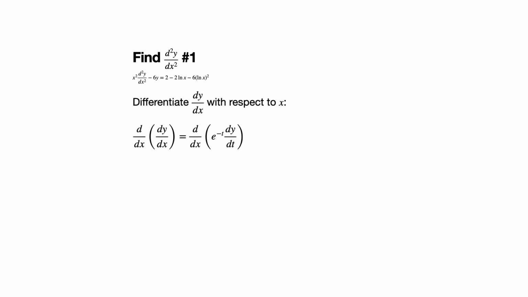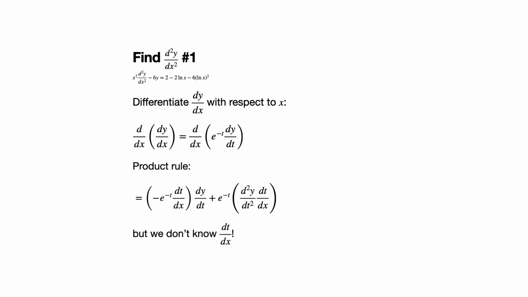To find d squared y/dx squared, we will now differentiate the dy/dx which we just found with respect to x. So, d/dx of dy/dx is given by d/dx of e to the negative t dy/dt. To evaluate the derivative, we will use the product rule. We first differentiate e to the negative t with respect to x, so we get negative e to the negative t and dt/dx as a result of the chain rule. Then, to differentiate dy/dt, we get d squared y/dt squared by normal differentiation and dt/dx as a result of the chain rule. But then we have a problem because we don't know dt/dx.